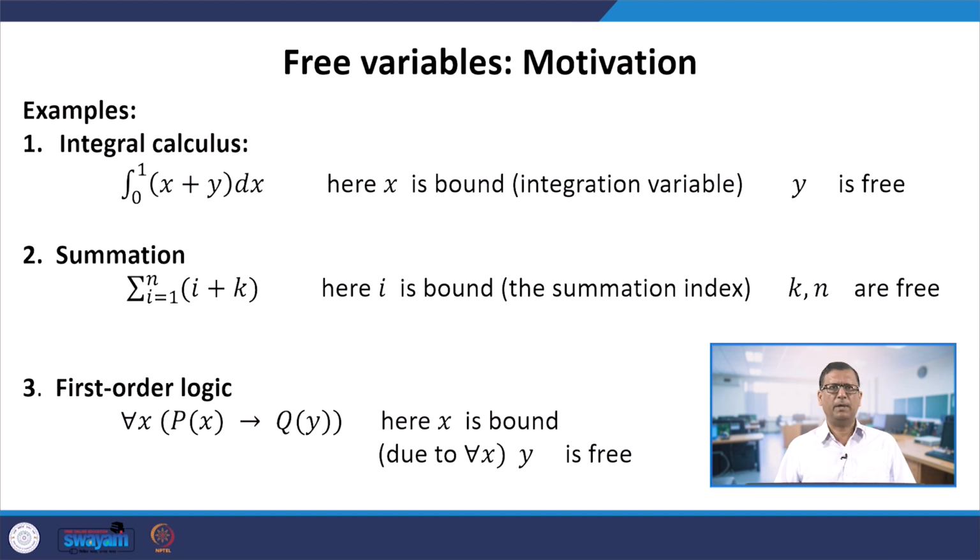Next we have first order logic. The first order logic sentence we have is: for all x, P(x) implies Q(y). Here the variable x is bound due to the universal quantifier for all x, whereas for y, there is no corresponding quantifier. Hence we call y free and x bound.